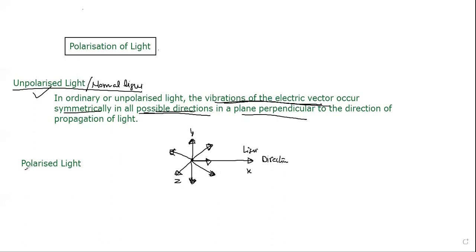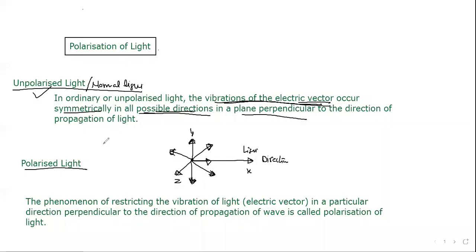Then what's polarized light? Now we restrict these vibrations of the electric vector into a particular plane. Right now the vibrations of the electric field are in all directions, in a plane perpendicular to the direction of the light. Now we want to restrict them into one particular direction. Then this is called polarization of the light. So let me define it in words. The definition of polarized light is this: the phenomenon of restricting the vibrations of light, meaning the electric vector, to a particular direction perpendicular to the direction of propagation of light. This is called polarization of light.